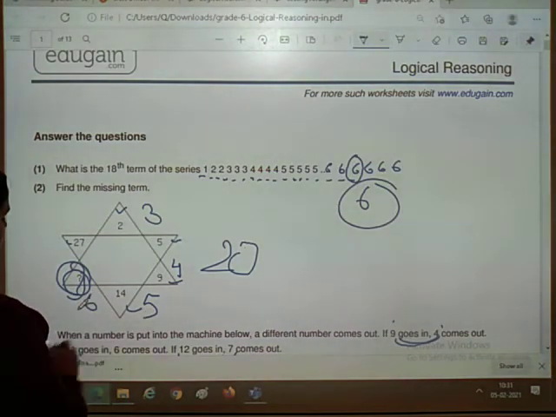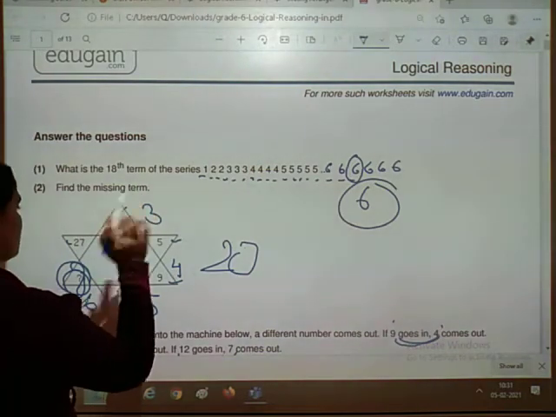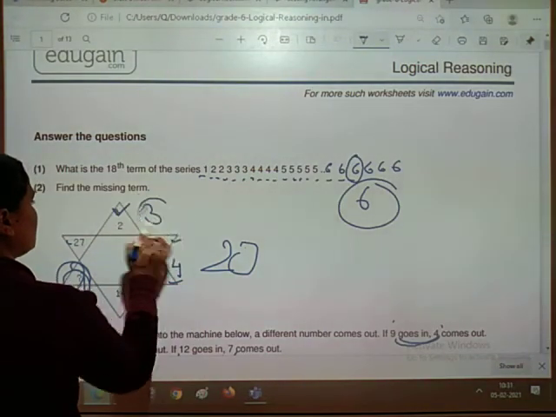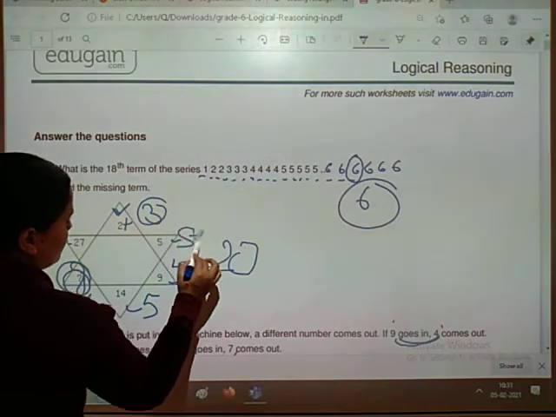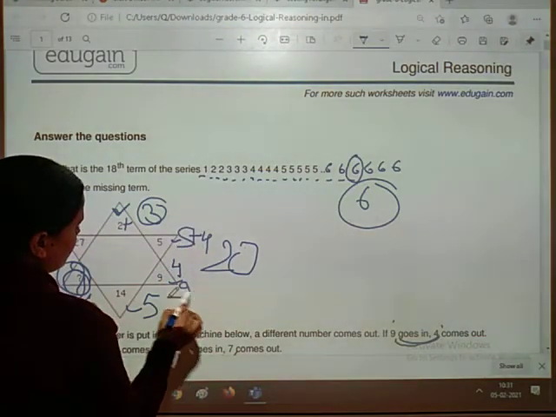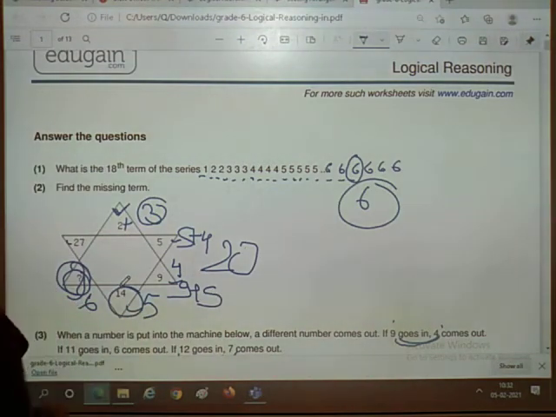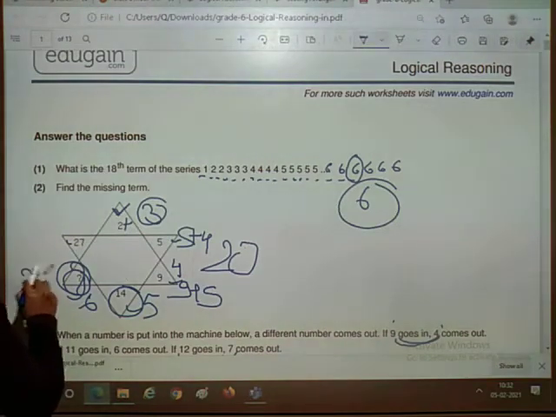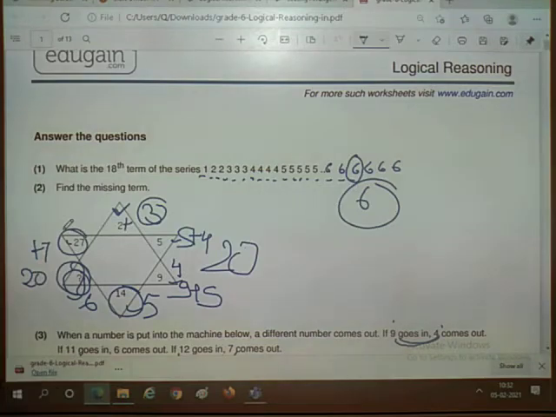Very good. So you see class, when you add 2 to 3, it comes 5. When you add 4, it comes 9. When you add 5, it comes 14. So this time what are you going to add? You will add 6, so you will find 20. And if you add 7, it will come 27. So the answer is 20.